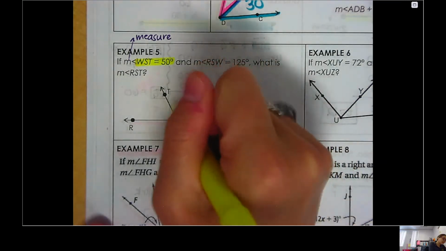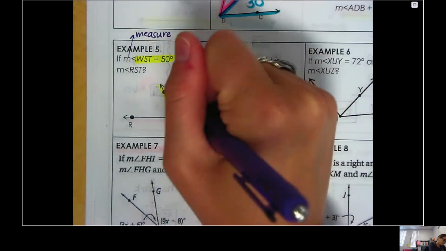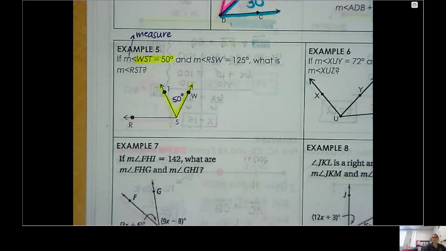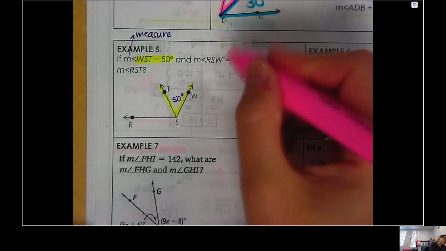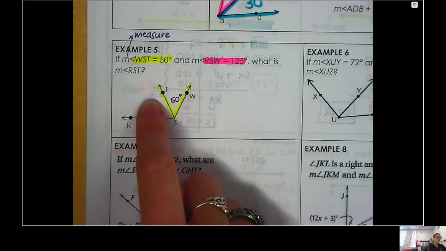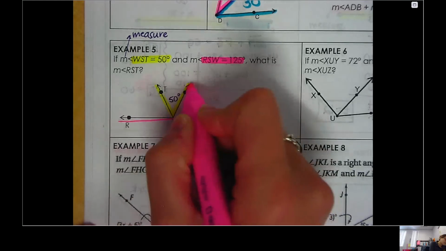WST. It's this one over here. So I'm going to label it as 50. You should label it too. Okay, if that angle is 50 degrees and angle RSW is 125, now, which one is that? The one on the left or the whole thing? The whole thing. It's the whole thing, RSW.